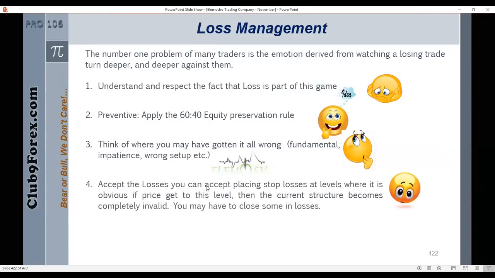So now you accept the loss. You can accept placing stop losses at levels where it is obvious. If price gets to that level, then the current structure becomes completely invalid. You may have to close some in loss. Sometimes, because you're having heavy load on you, it is quite advisable that you reduce your exposure. You close some of the ones that you know, based on that structure, are not going to be returning anymore. So you just let it go. Then the ones that are remaining, you try to see how you can avert that position.